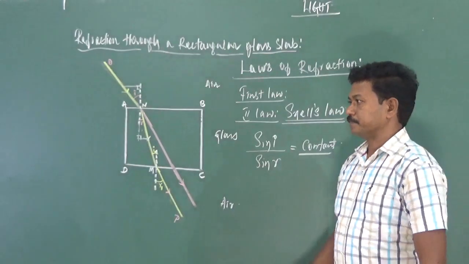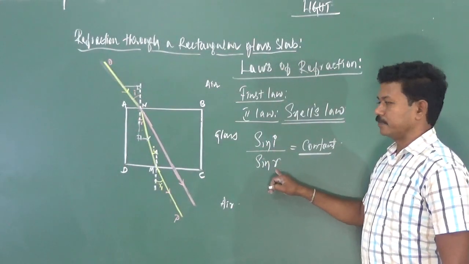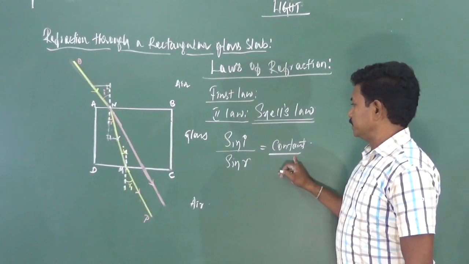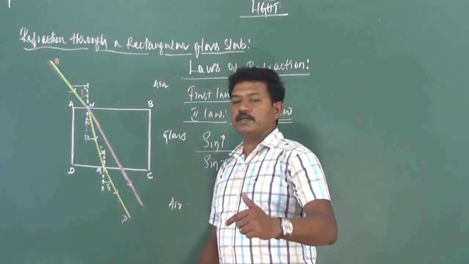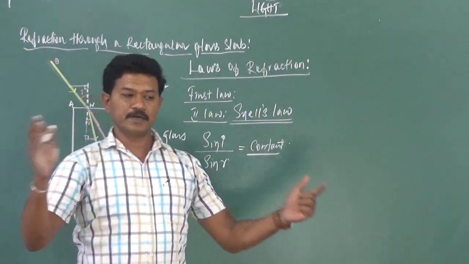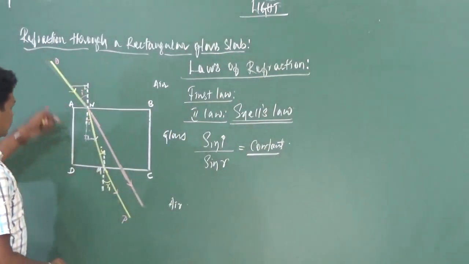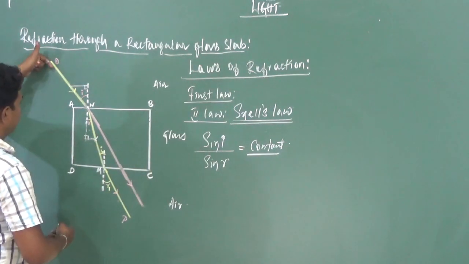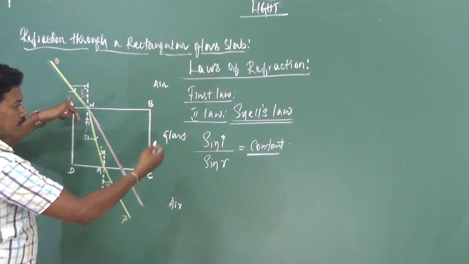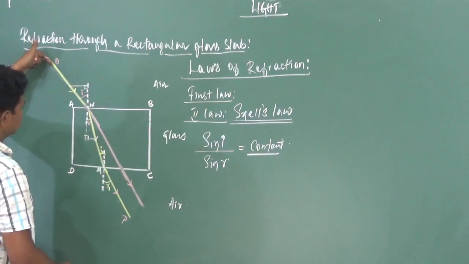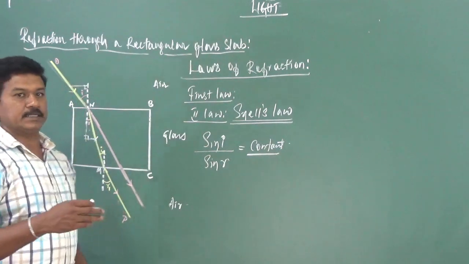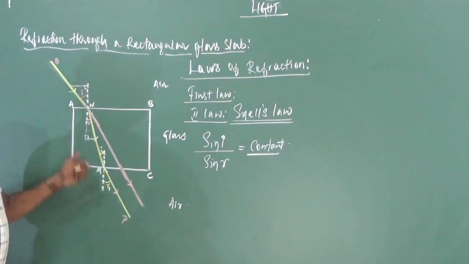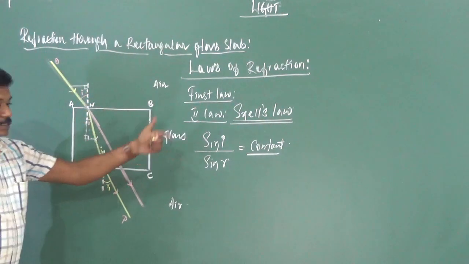Once again I will repeat, the ratio of the sine of angle of incidence to the sine of angle of refraction will be equal to a constant, right? And this is true for a given color of light, because light has different colors. If you put yellow light, the sin I by sin R constant will be something. If you put red light, sin I by sin R constant will be some other value. Every color of light has different wavelength and different frequencies. So depending upon the wavelength of the light coming inside, the sin I by sin R constant will be decided.